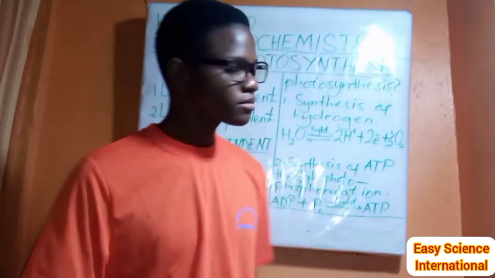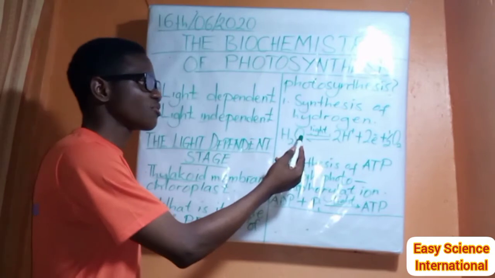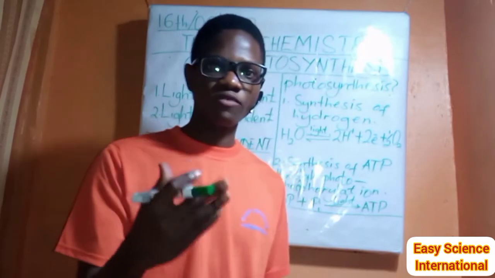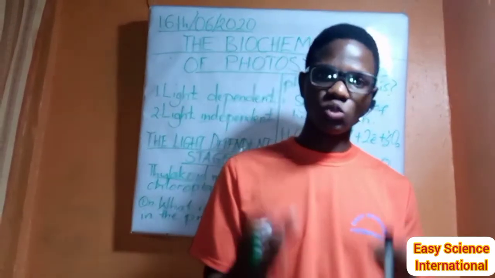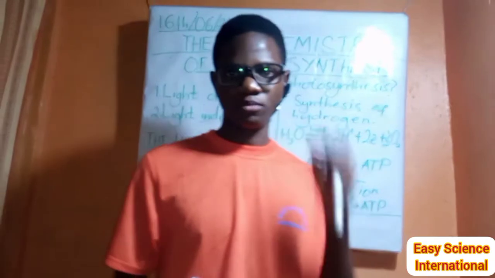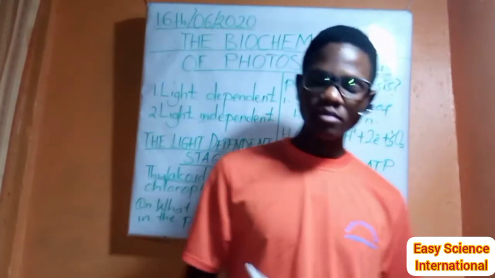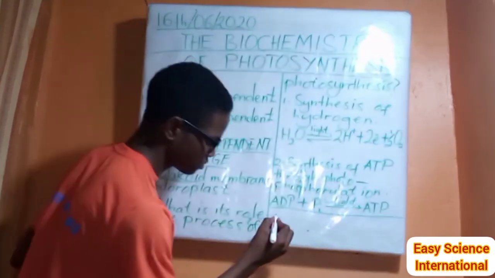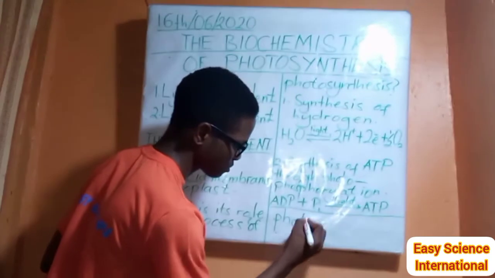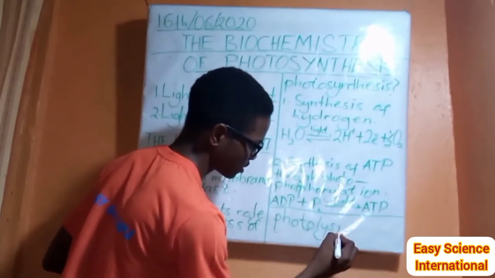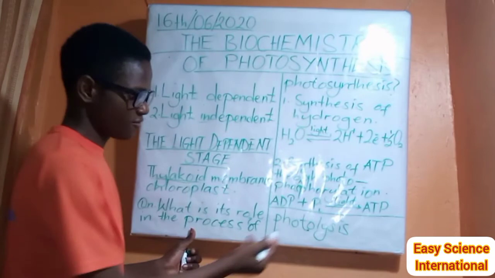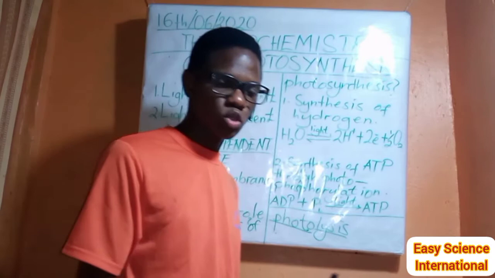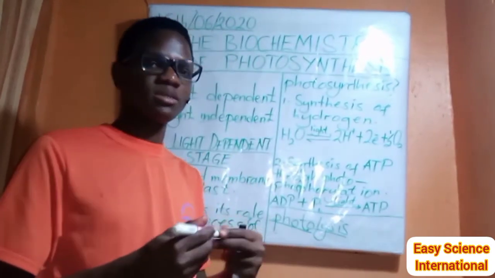Hydrogen is made through the process of photolysis, that is photolysis of water. We know one of the raw materials for the process of photosynthesis is water. Why water? Let's answer this. Through the process of photolysis, photo meaning light, and lysis, breakdown, we have the light-dependent breakdown of water.